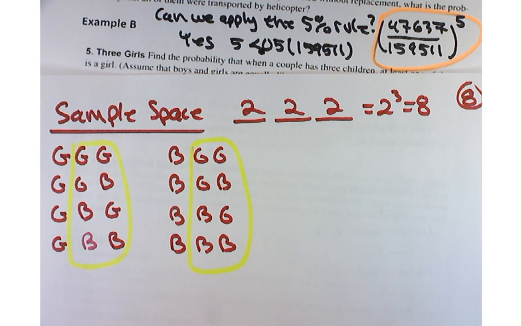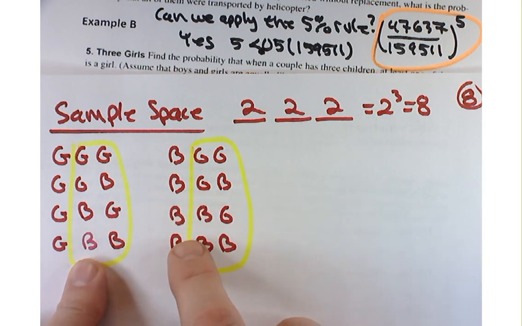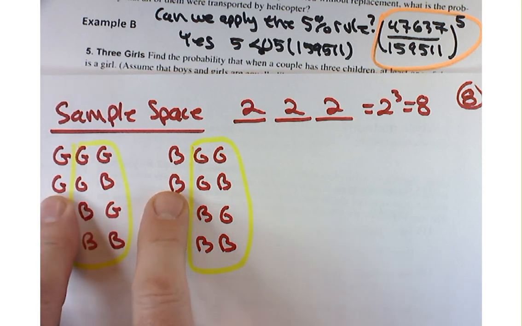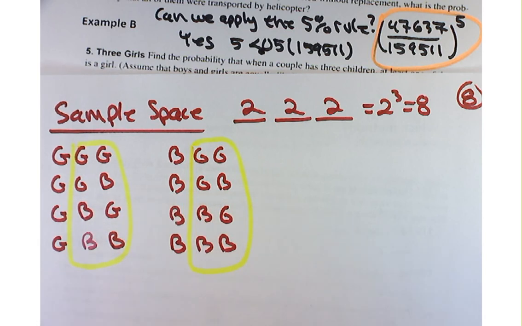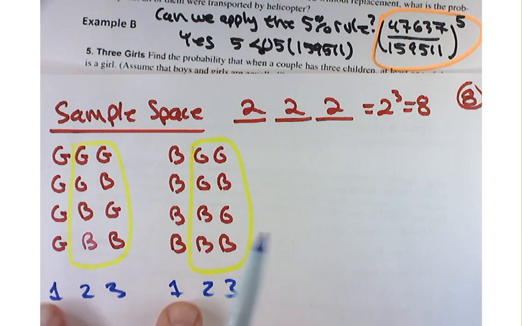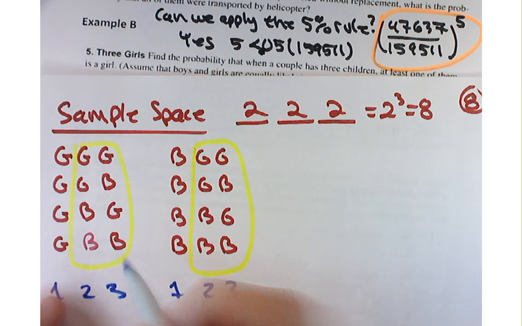Yeah, please. Yeah, yeah. Because what's happening is you've got the first baby, the second baby, and the third baby. First, second, and third. So that first one can be a boy or a girl. So I've got the last one on the first group. Girl, boy, boy. Yeah?